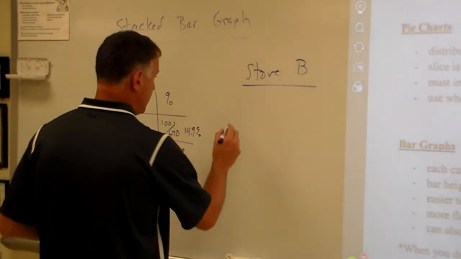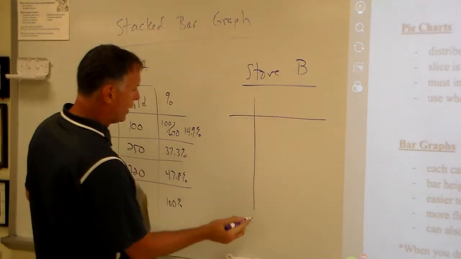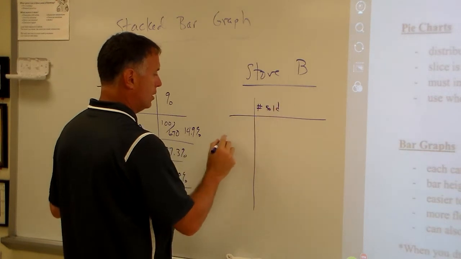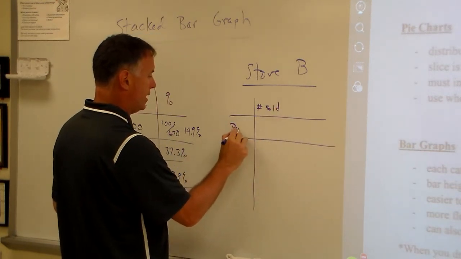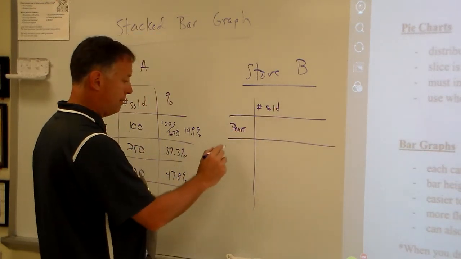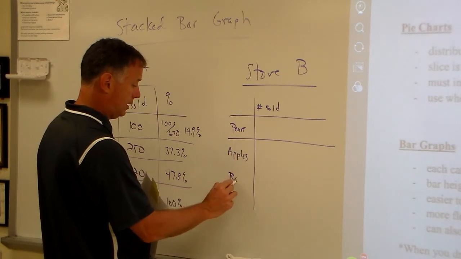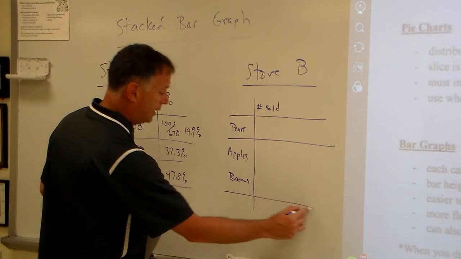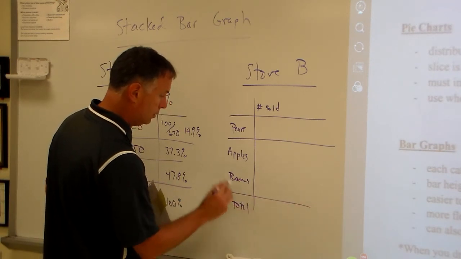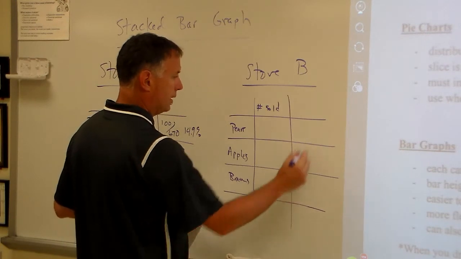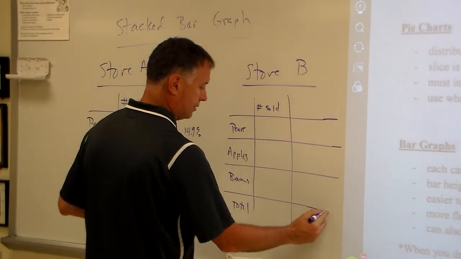Now in store B, if we want to compare them, we have to look at the same thing. We have to look at the number sold, and the same variables: pears, apples, bananas, and then at the bottom we put our total. So I hope you're copying this in your notes, because I will be looking at that. That's going to be part of your assignment.